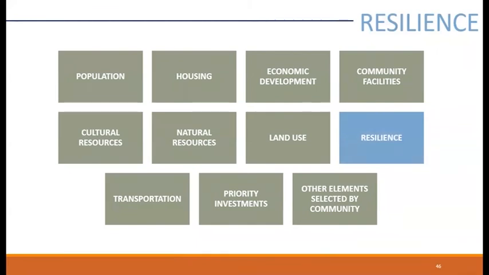Moving on to one of the next elements, we have resilience here. This is a new comprehensive plan element that we've added to this project, but it's not required under the state's comp plan regulations. So you may have noticed it wasn't listed earlier in those 9 required elements. We've added resilience to this comp plan due to the town's geographic location and its recent history with hurricanes and flooding.